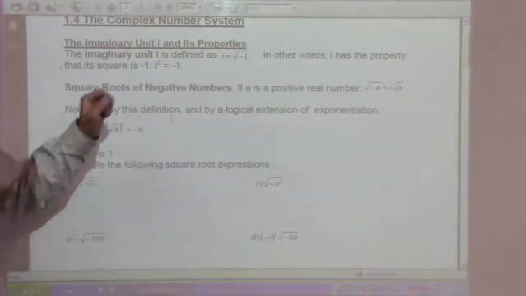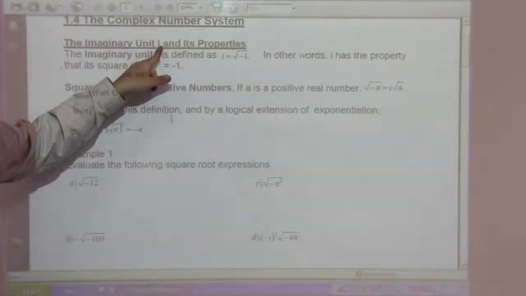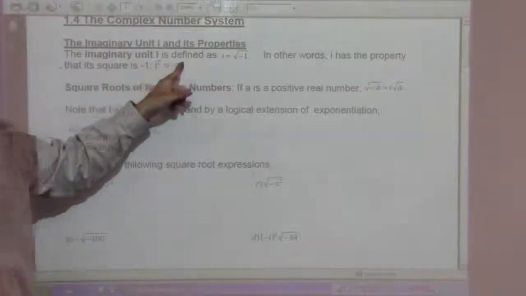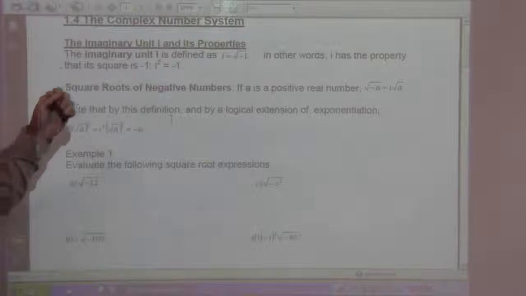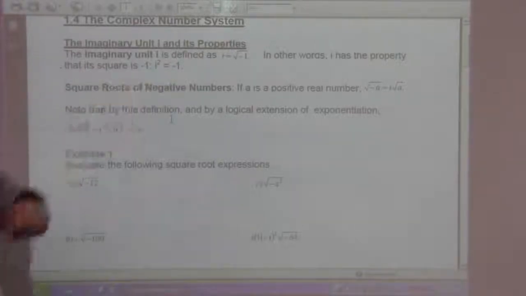Okay, the imaginary unit i is a value, and its properties. The imaginary unit i is defined as i equals the square root of negative 1. In other words, i has a property that its square is negative 1. i squared is negative 1.